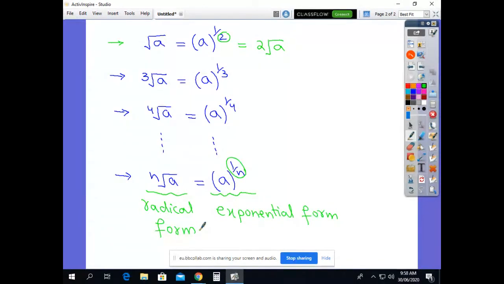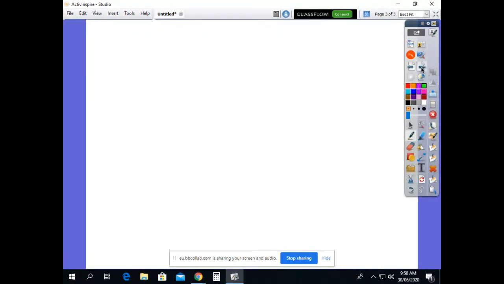Okay, now we move on to properties. What are the properties of radicals?